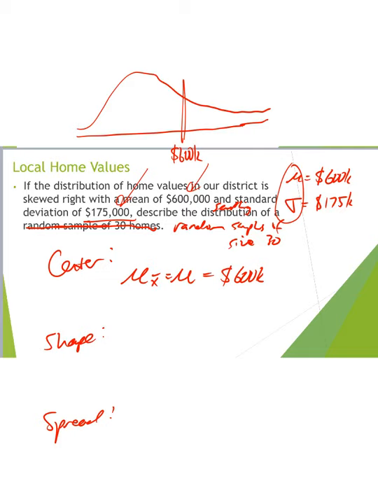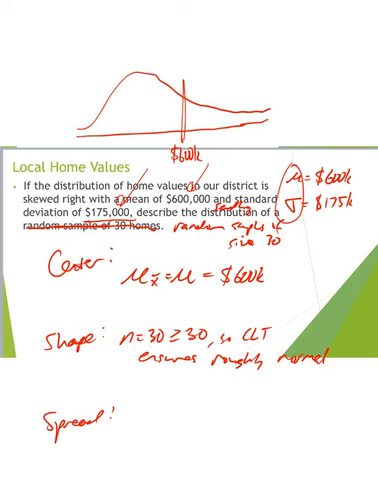The shape here, we would denote that n equals 30, which is greater than or equal to 30. So central limit theorem ensures roughly normal. Okay, so that part is taken care of, the shape by the central limit theorem.